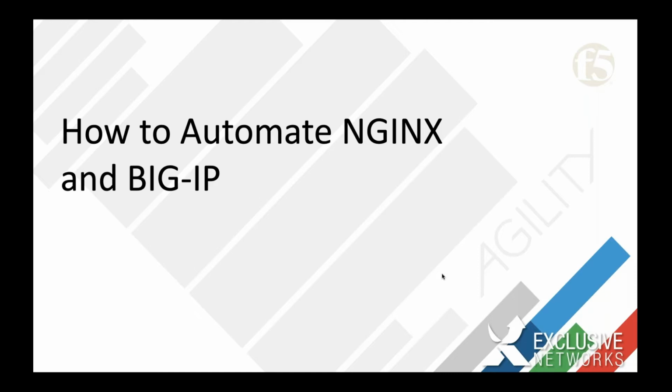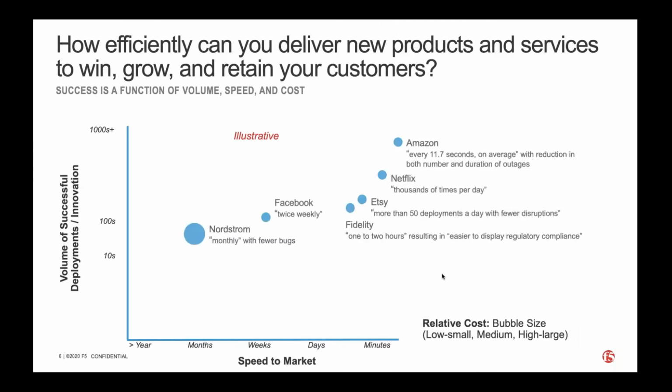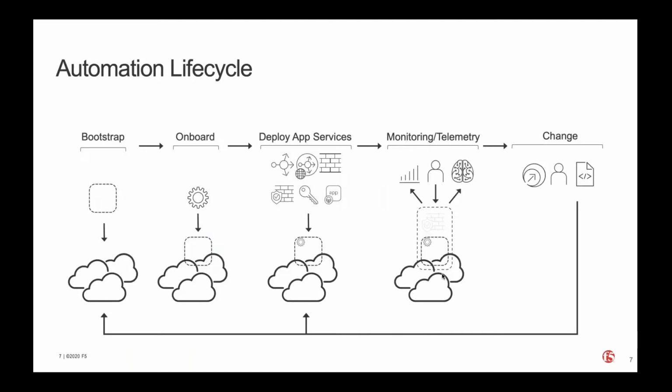How can we automate implementations for NGINX and Big IP? As you can see, more and more companies are using automation to update their environments. In this graph, you see some figures on Amazon and Netflix, on how many times they are updating their applications. But how are you doing it? How are you updating your application? Will you do it monthly, daily, and how is automation implemented in your organization?